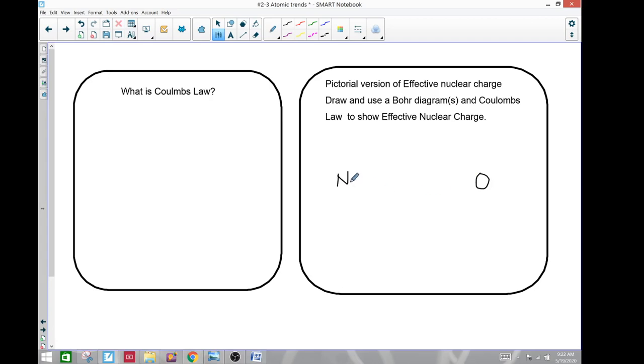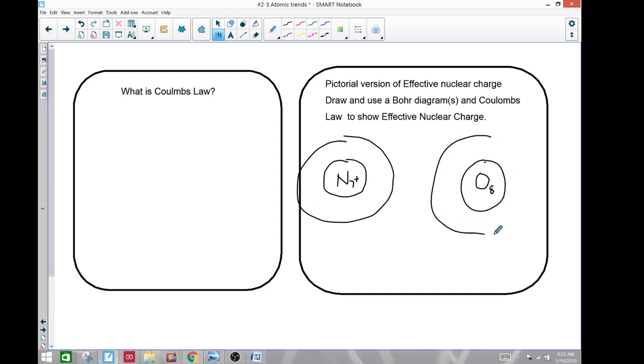This guy's got 7 protons. This guy's got 8 protons. They both have the same number of energy levels. Okay, 2. So you might say that, well, they're very similar size. And they are very similar size. So that's one thing to kind of keep in mind.